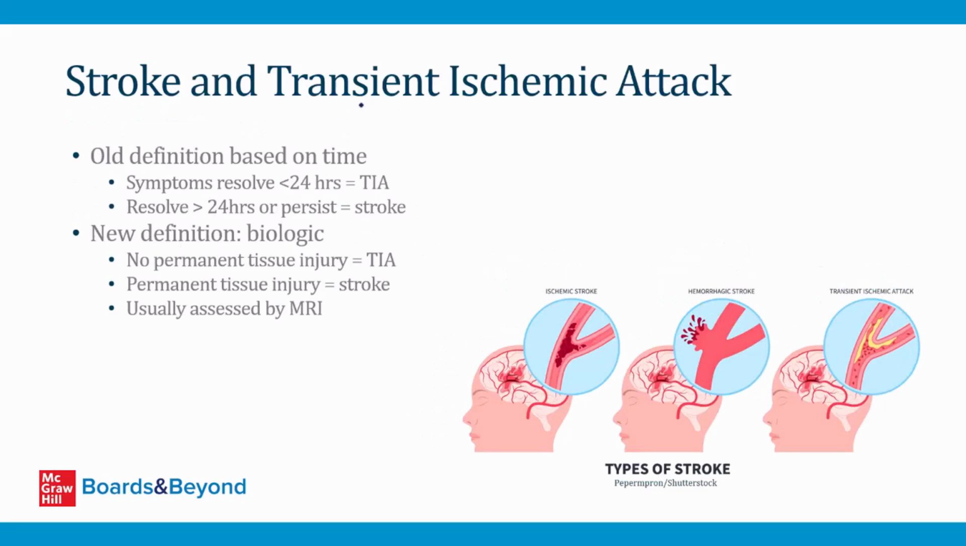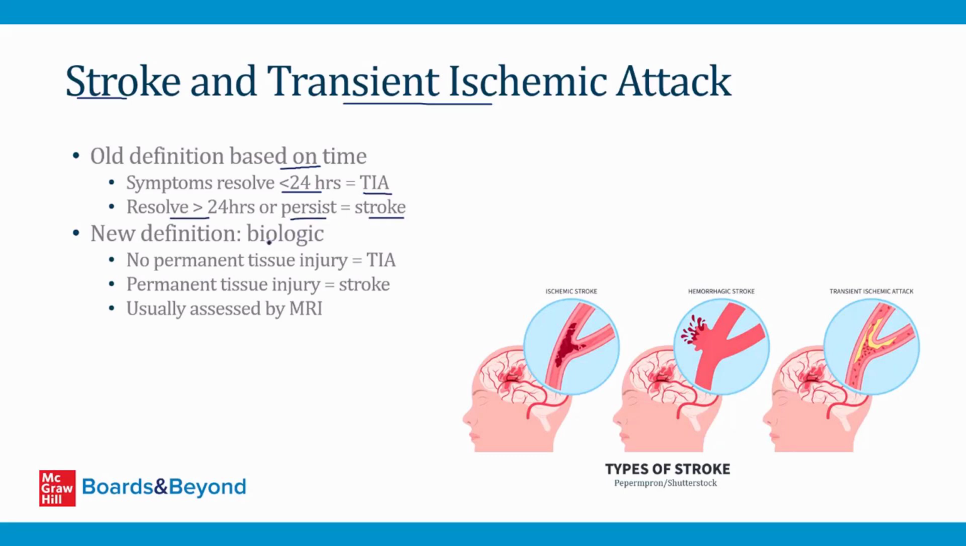So a TIA is a transient ischemic attack, and it's basically a miniature version of a stroke. And we used to distinguish stroke from TIA based on time. If a patient had the sudden onset of neurologic symptoms that resolved within 24 hours, then we said that patient had a TIA. If the symptoms resolved after 24 hours or persisted, then we said they had a stroke.